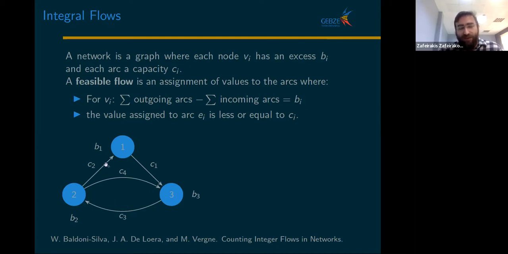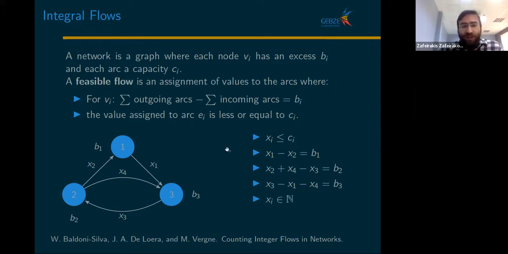So let's say we have this network here. The conditions are that we have to find x1, x2, x3 such that xi is smaller than ci, and the excess. So here, for example, in V3, we have 2 incoming arcs, so minus x1 minus x4, and 1 outgoing x3. So x3 minus x1 minus x4 must be whatever the excess value of V3 is. This is a problem that will fit in the framework we will discuss. And also the integral part is that these have to be non-negative integers. And we will see that this makes the problem quite different.